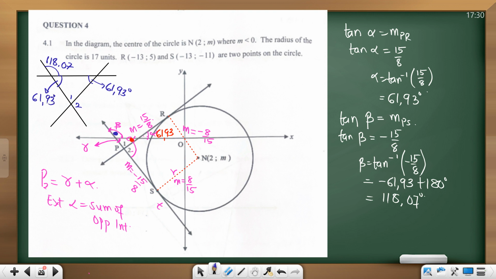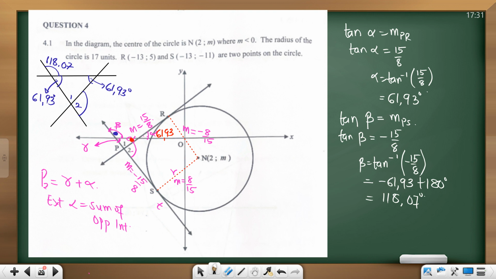Now, the choice is yours from here. Whether you want to find P1, then subtract from 180, or P2 is the sum. It's an exterior angle, which is equal to the sum of the two opposite interior angles. You went the long way. You found P1 first. It's okay.